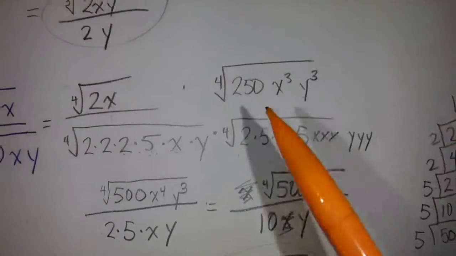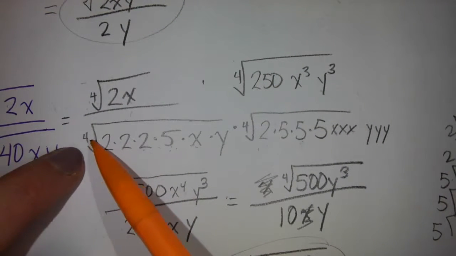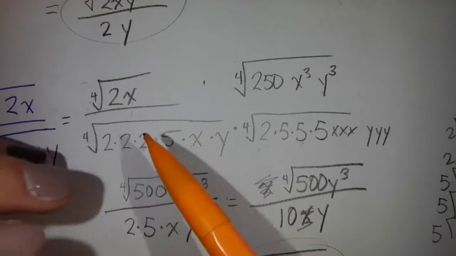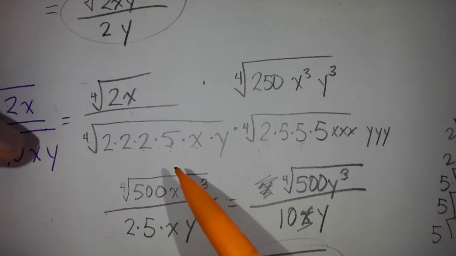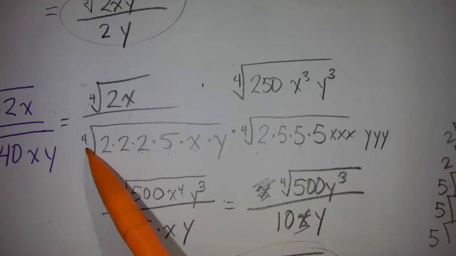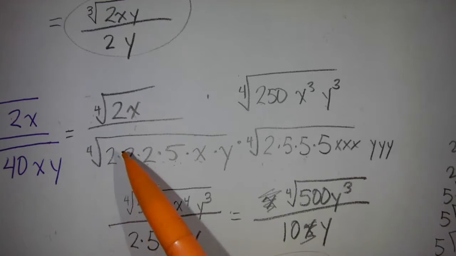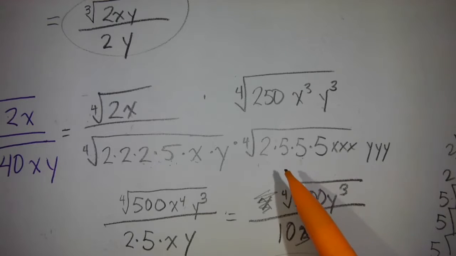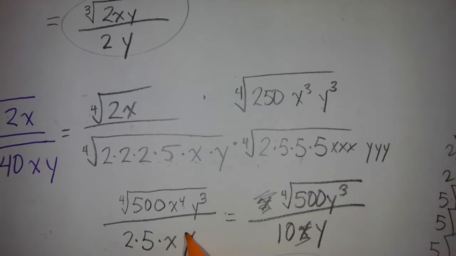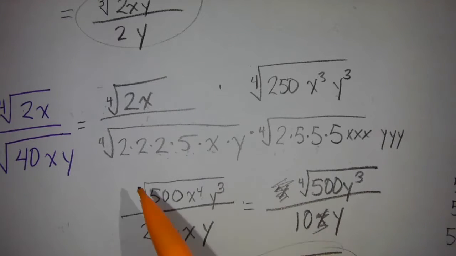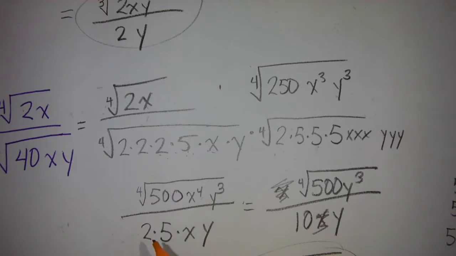Okay, so just keep in mind, whatever is in your index here, you're trying to get a group of numbers or variables of that number of copies, if that makes sense. So I have the 4th root, so I'm looking to multiply 4 2's and 4 5's. And then keep in mind, once you have your final answer, always make sure it's totally simplified. We don't want to leave it incomplete if we don't simplify it.